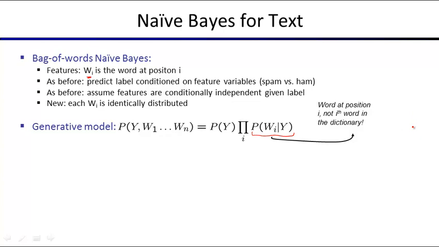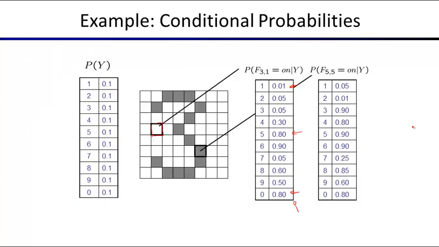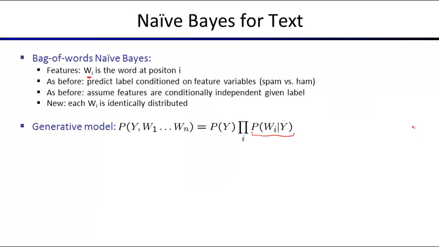So the word could be, you build a dictionary, and the possible values for a word at a given position could be any entry in your dictionary. If you have 100,000 words in your dictionary, that's a lot of different possible values it could take on. Compare this with these pixel values here, where we said it could be black or white, or maybe something between 0 and 256. For words, you'd have a lot more options.